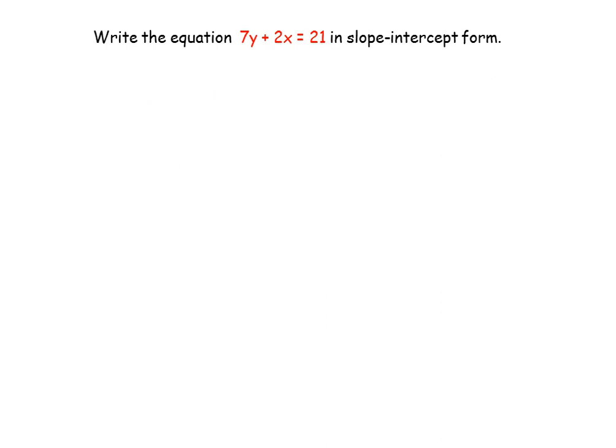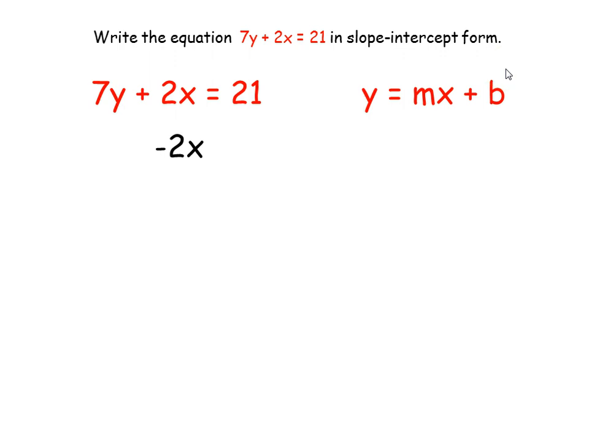Let's do one more. Write the equation 7y plus 2x equals 21 in slope-intercept form. Once again, slope-intercept form, there it is. Here's our equation, 7y plus 2x equals 21. First thing I'm going to do, again, is subtract the x term, because our goal is to isolate y, so I'm going to subtract 2x. And I'm going to subtract 2x because it's a positive 2x. Again, what we do to one side, we must do to the other.